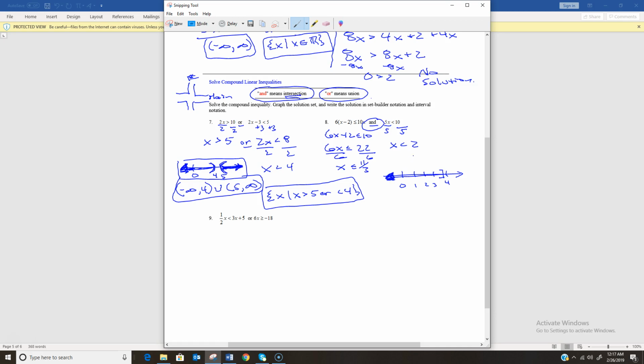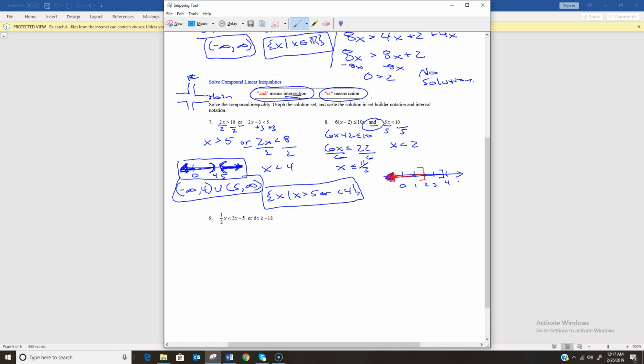But then we're supposed to intersect that with, and let me use a different color because you can see it better, where x is less than 2. So only where both of these reside can I keep. And in this case, where they both reside is everywhere from 2 down. So the second part is actually the whole solution, the solution to the whole thing in this case.